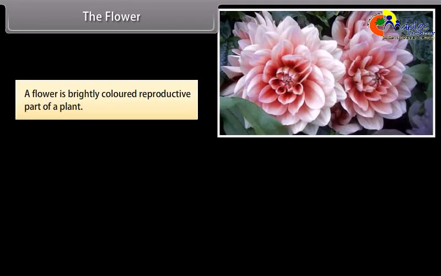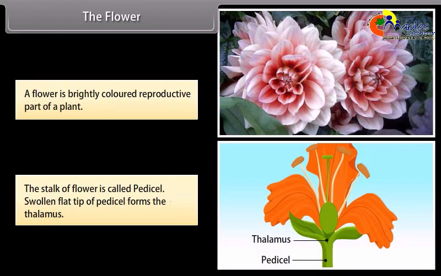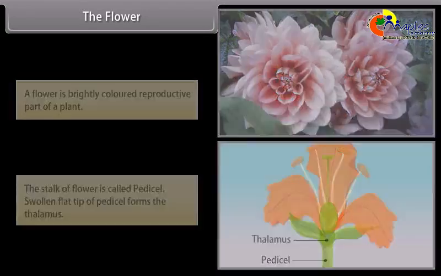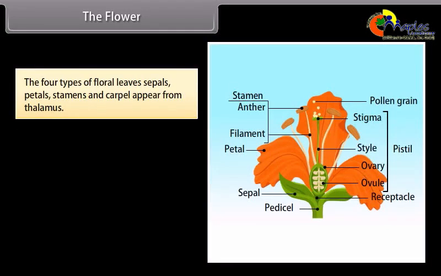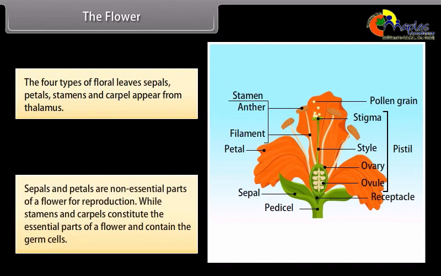The flower. A flower is brightly colored reproductive part of a plant. The stalk of flower is called pedicel. Swollen flat tip of pedicel forms the thalamus. The four types of floral leaves, sepals, petals, stamens, and carpel, appear from thalamus. Sepals and petals are non-essential parts of a flower for reproduction, while stamens and carpels constitute the essential parts of a flower and contain the germ cells.